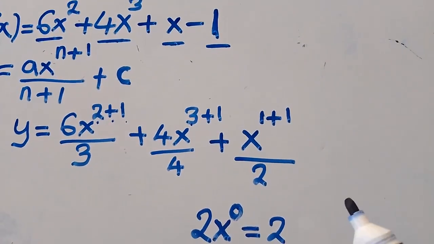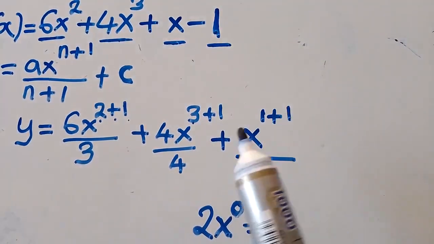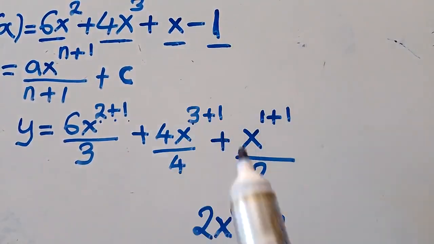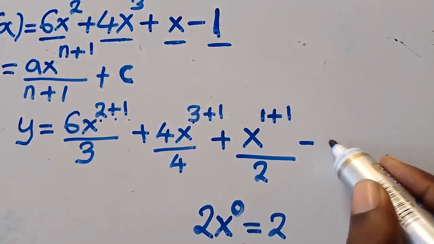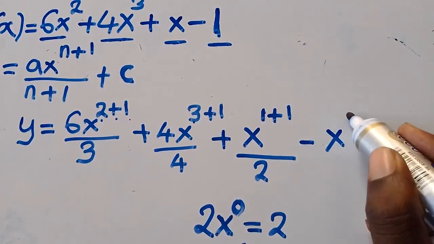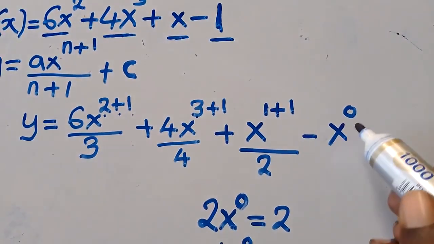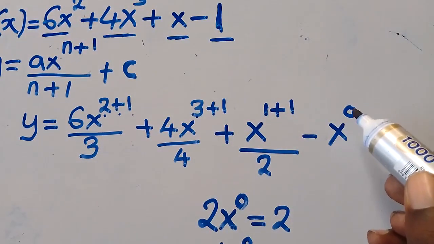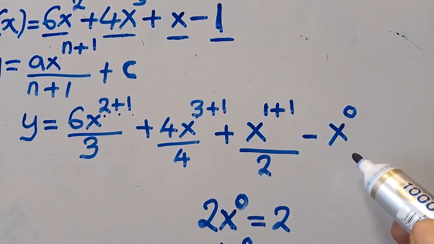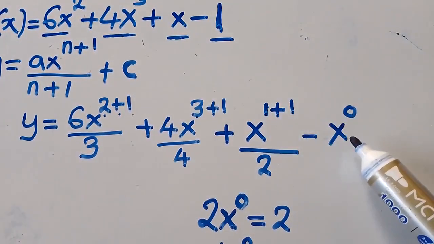So in our case, we are having negative 1. That's what we are having. So that is just the same as negative, instead of putting 1x, I'll just say x to the power 0. Have you seen? Such that x to the power 0 is equal to 1. So minus 1 will still appear. So each time you are having a constant, this is what you need to do.